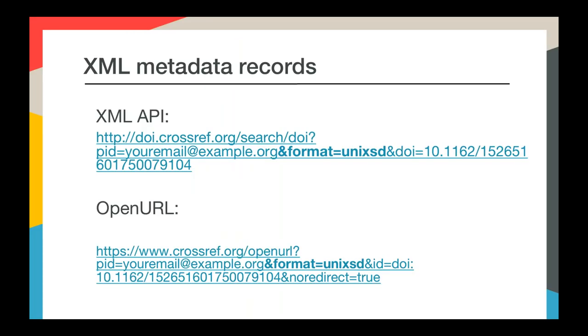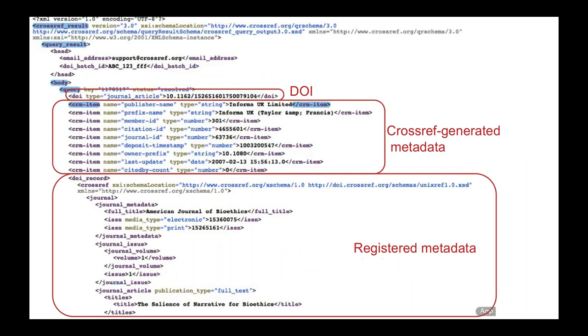You can also retrieve a metadata record as XML using both our XML and OpenURL APIs. We have a few legacy formats for XML records, but if you specify that you want our UniXSD format, you'll get the most complete record available. And that record will contain the same info as the JSON record, but marked up as XML. It'll have the DOI, some Crossref generated metadata, like the last update date, and a count of items we've identified as citing this item, as well as the XML deposited by the publisher. So this will have everything except the reference list if the member has opted to keep those private.